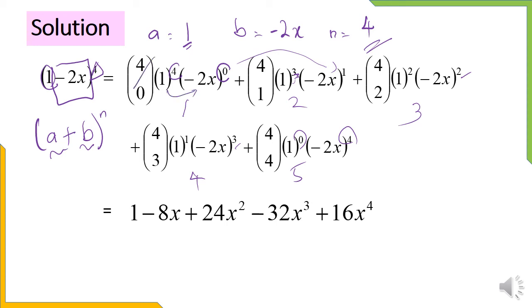So for this one, 4 choose 0 is 1. 1 to the power of 4 is 1. 1 multiplied by 1 is 1. And then negative 2 to the power of 0 is 1. For the second term, 4 choose 1 is 4. So 1 to the power of 3 is 1, but negative 2 to the power of 1 is negative 2. That's why we have negative 8 here. So please simplify everything before you solve it.